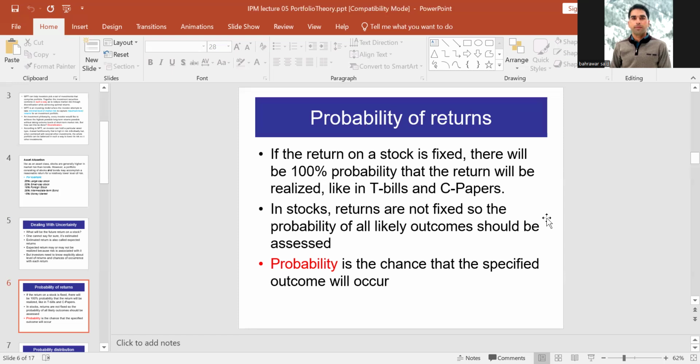For example, T-bills, or we can say treasury bills and commercial paper, give a 10% return or 5% return, so it will be 100% guaranteed. But a company stock, preferred stock or common stock can give minus 5%, 15% or 25% with different chances. That's why we calculate probability.